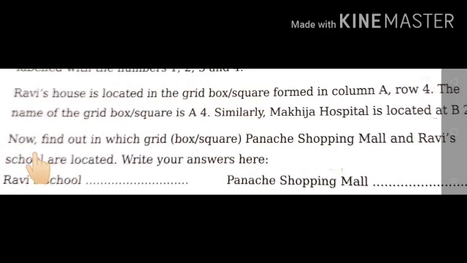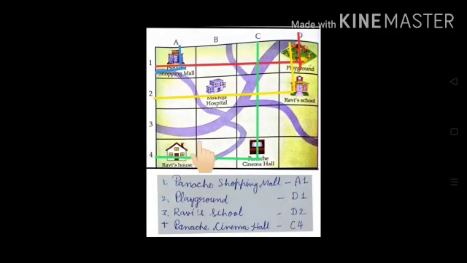Okay. Now find out in which grid, box or square, Panache shopping mall and Ravi's school are located. Okay. Now where is Panache shopping mall? It is in A column. Blue line you are watching this. This indicates Panache shopping mall's location and it is in row 1. Then what is the location of shopping mall? It is A1.